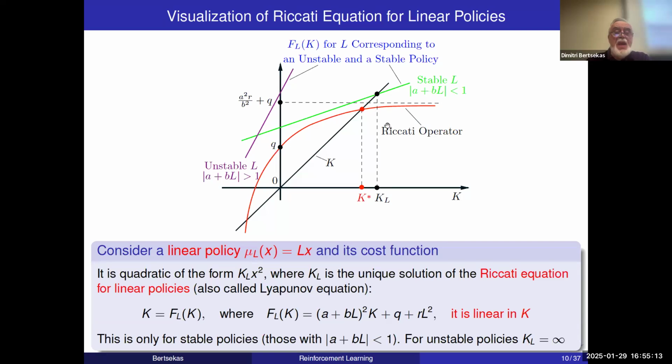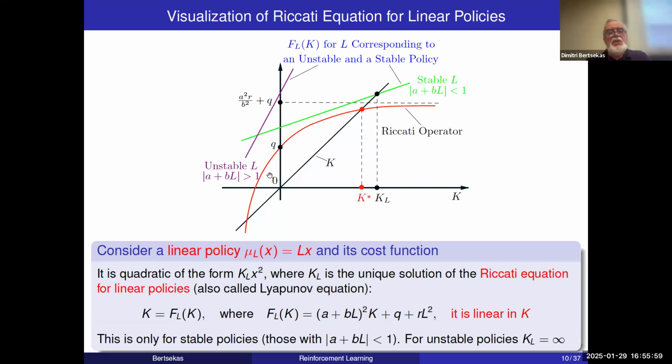But the policy doesn't have to be stable. If you choose a policy that's unstable in the sense that A plus BL is greater than 1, then you have a graph like this purple line here, which does not intersect the 45-degree line above the K star point. And here, for such unstable policies, the cost coefficient is infinity, okay? They have infinite cost, because unstable policies take the system off to infinity, and the state is penalized with a positive quadratic, and therefore the corresponding cost is infinite.